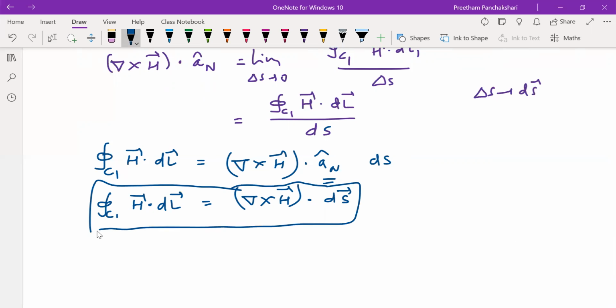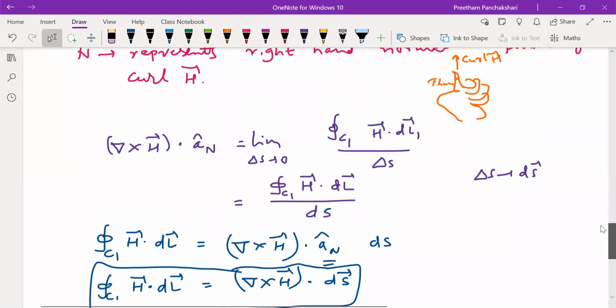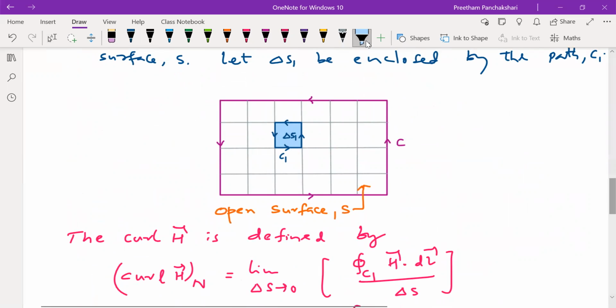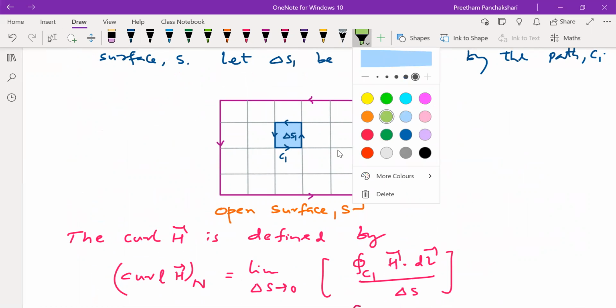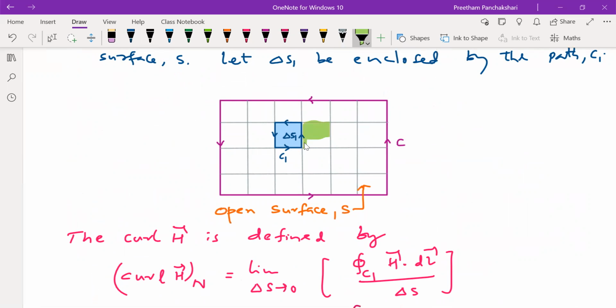But we want the theorem to be emphasized for the entire closed path. So now I would like to choose one more incremental area. Let it be having some area, let us say delta S2, and this is also having the closed path oriented in the same direction as the previous. Let me call this C2. So now there are two curls here, one over C1, another one C2. By adding these two, we can get the total curl of these two surfaces.